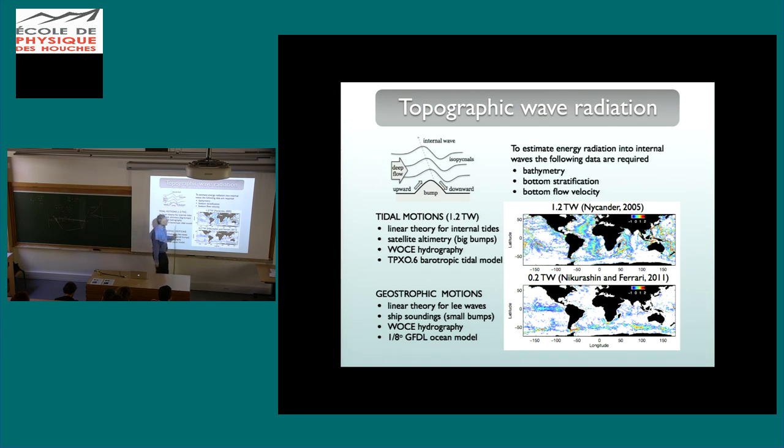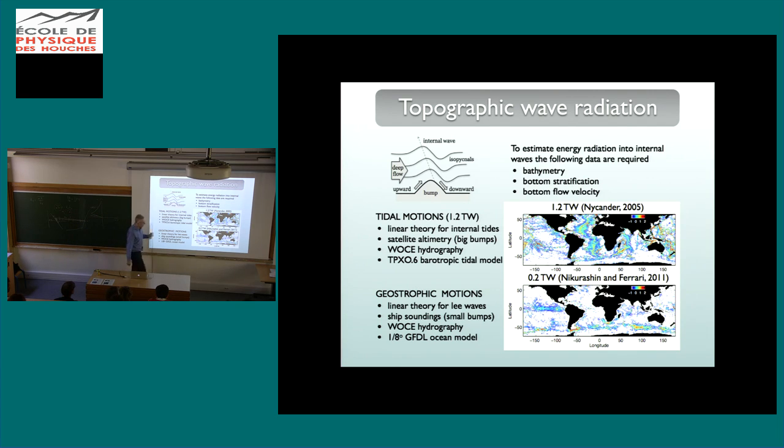And then you need to know something about the bottom stratification, which you get from hydrography, meaning vertical profiles that have been collected everywhere in the ocean. So you have the three elements, you just use linear theory, and you can get the rate at which waves are radiating into the ocean interior. I think this calculation is done by Nykander based on the formula that was derived by Bill. And the number you see there is also something I think Bill mentioned in his first lecture. The order of 1 terawatt is how much energy you radiate in these internal tides.